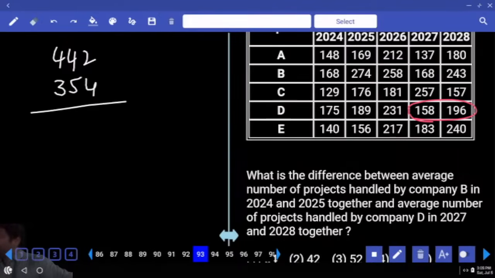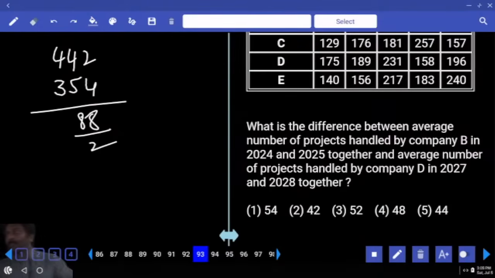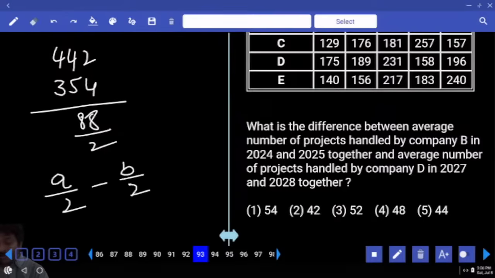First, let me take the difference first, then we'll convert into average. Is that okay? This fellow is how much more than 400? This is how much less than 400? 46, 42, 88. Now convert into average by 2, 44. Average difference or difference of average? Simply we are doing like this: A by 2 minus B by 2. This is what we are supposed to calculate. We are taking the difference first, A minus B, then taking the average.